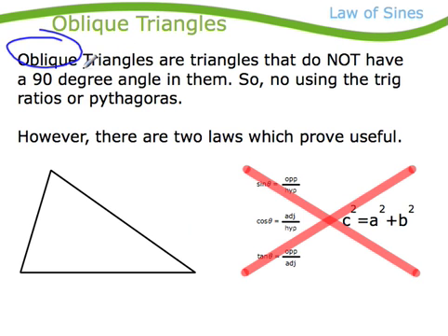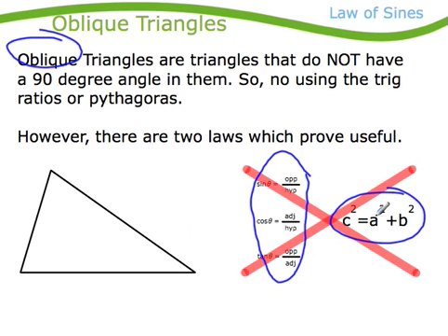So if there's no 90-degree angle, I cannot use my normal trig ratios, nor can I use Pythagoras. We sort of use derivations of the two, but I cannot use these tools as I did in a right triangle. However, there's another law that I can use. There's actually two laws. In this section, we'll look at the law of sines. In the next Scribblecast, we'll look at the law of cosines.